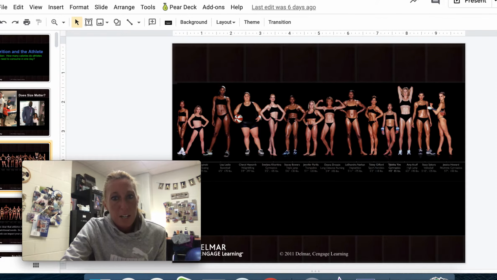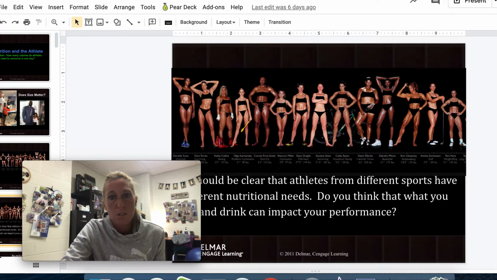The next one, well, we had some pictures of different female athletes and different body shapes, body sizes, and how their performance is different according to their body shape.